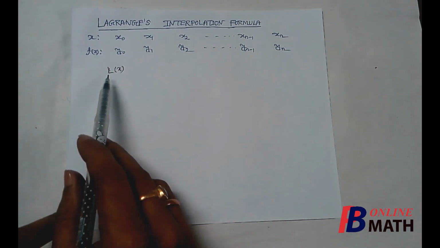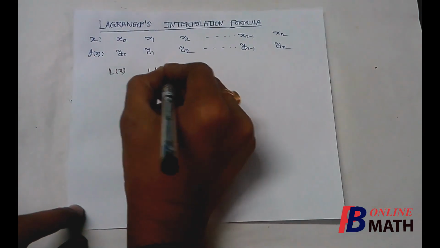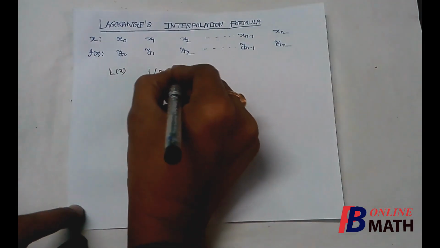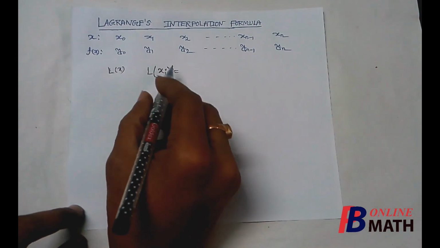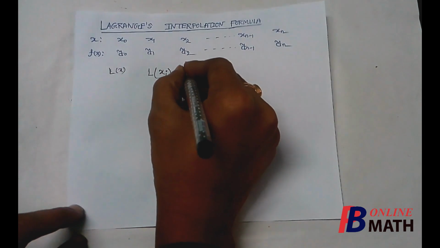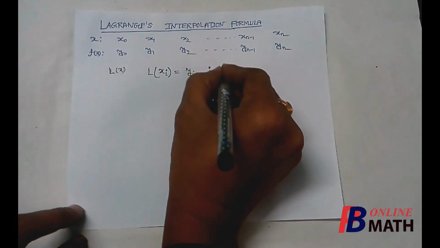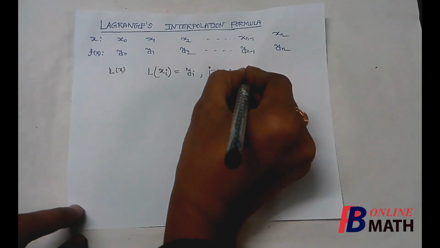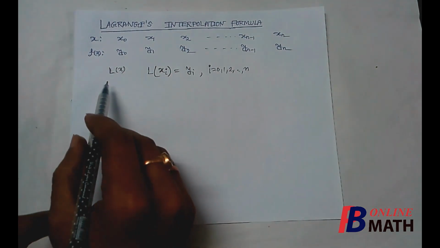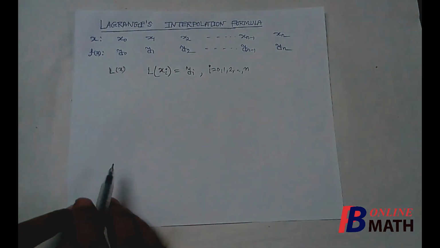So we have to find a polynomial L(x) such that the value of this polynomial at the point xi must be equal to the functional value at this point xi. So it should be equal to yi. Here i varies from 0, 1, 2 up to n. So the polynomial L(x) must satisfy these n plus 1 conditions.